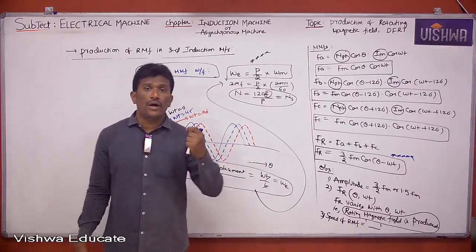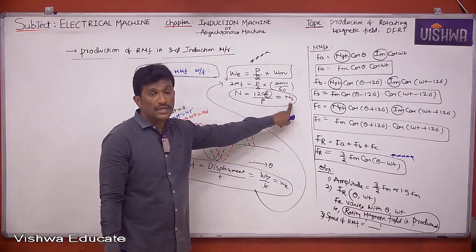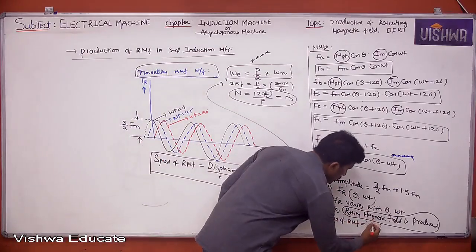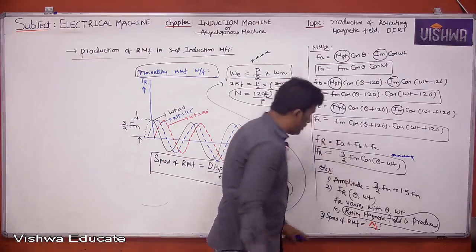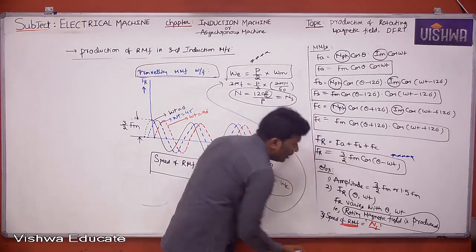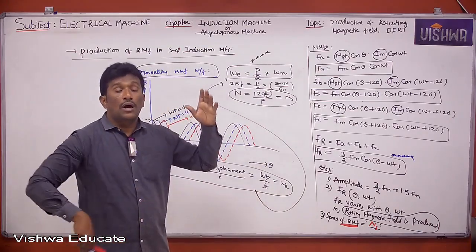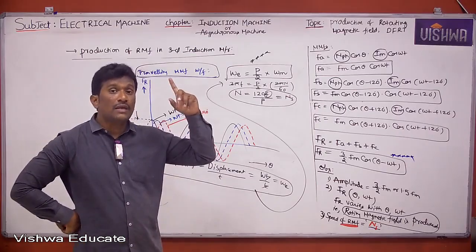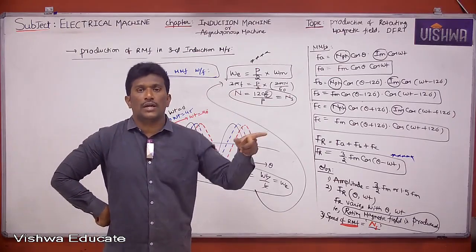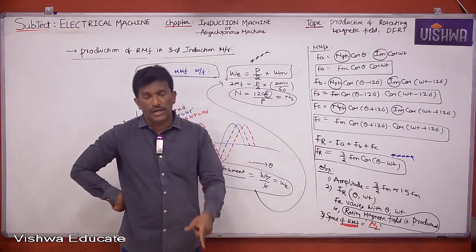What is the speed of the magnetic field, in terms of RPM? I'm asking, ns. Many people will have some confusion. I wrote here speed of RMF. This is very important, speed of RMF. Some people will think, sir, you told now n is less than ns. There n means speed of induction motor or speed of rotor. Here ns means speed of rotating magnetic field.